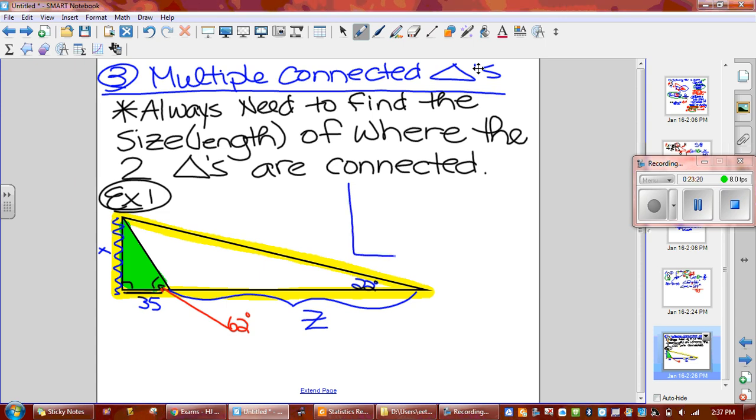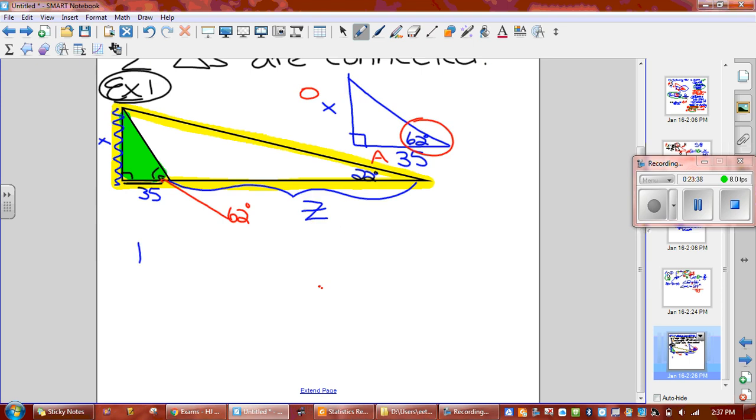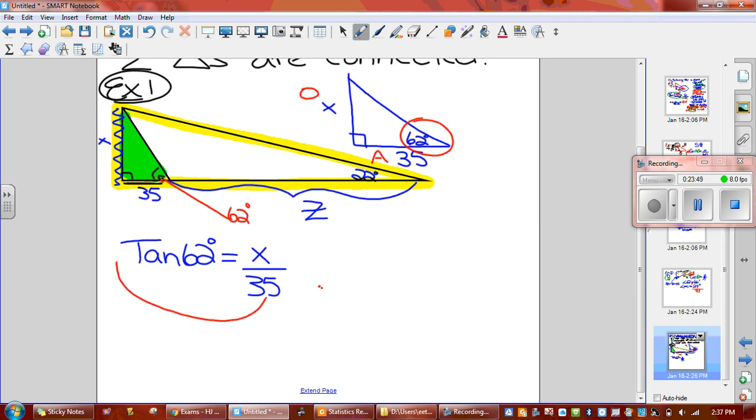So circle my angle, label opposite, adjacent. I'm going to use tan. So I write tan of my angle, tan 62 degrees equals my opposite, X, on top of 35. Now what we're going to do is take 35 and multiply it by tan 62. That's going to find us our big long squiggly blue line there. The side they're joined by, again we round to one decimal place always, is going to be 65.8. That's how tall that side is.